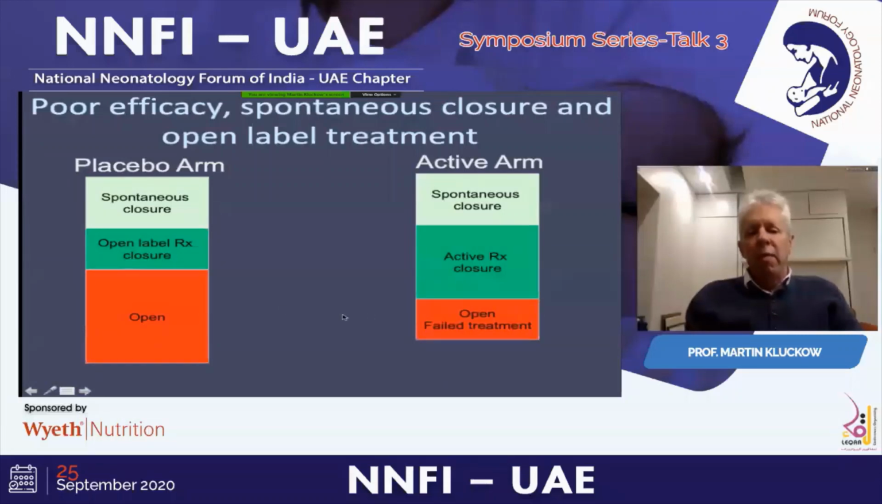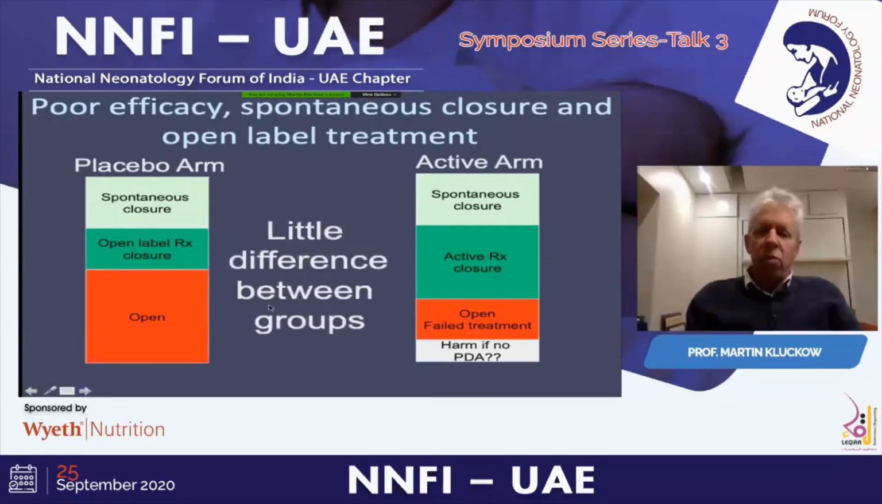And then we have babies in the placebo arm who don't spontaneously close and presumably don't receive open label treatment. And we have a group of babies in the active arm who, despite active treatment, will still be open, so they'll have failed treatment. And then finally, there's a group of babies in the active treatment arm who may actually suffer harm if they don't have a significant PDA. So you see we have a problem in that there's not a lot of difference between these two arms, placebo arm and active arm. And importantly, we often use the placebo arm as a surrogate for the open PDA.